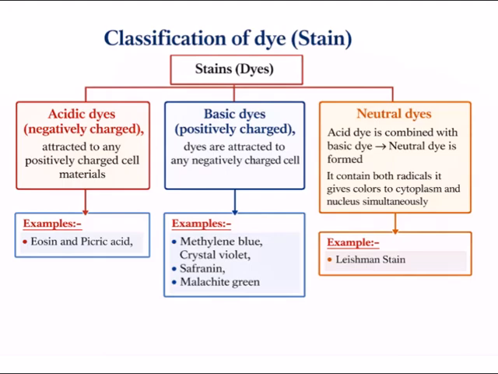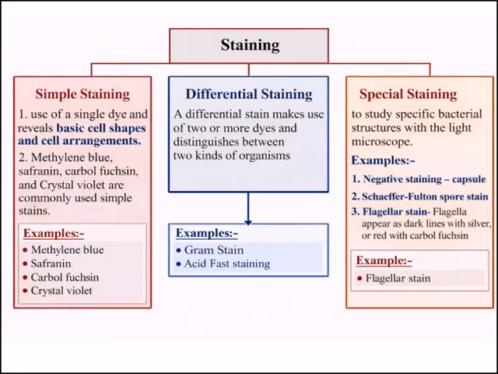The third one is neutral dye, formed by combining an acidic dye with a basic dye. It contains both acidic and basic radicals and can stain different parts of the cell simultaneously.